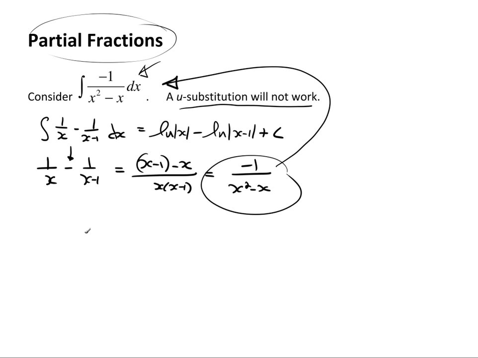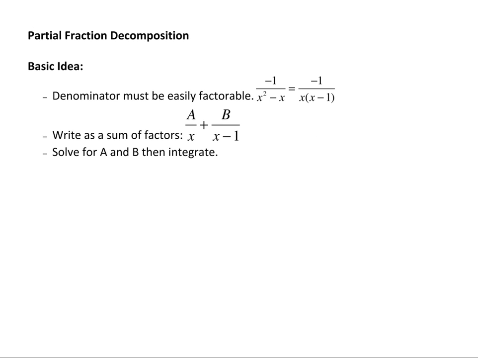So there's got to be a way that if I can perform this operation of subtraction or addition and get a single rational function like this, then there must be a way that I can take that rational function and go backwards, go back to get to this. That is what the idea of partial fractions, or partial fraction decomposition, is all about.